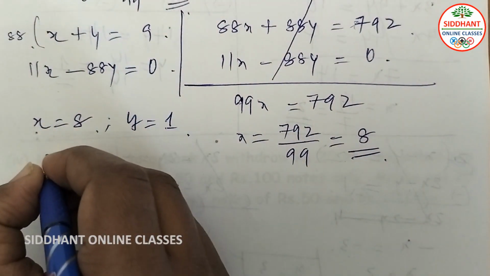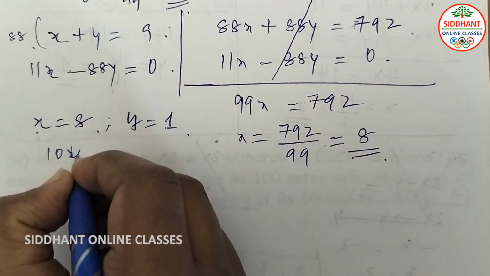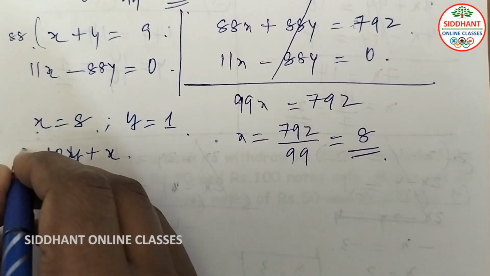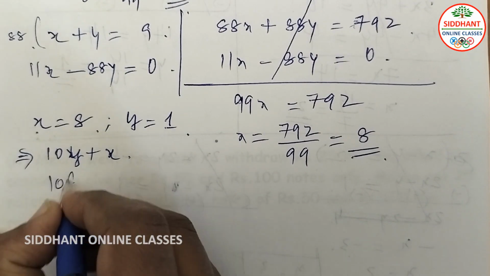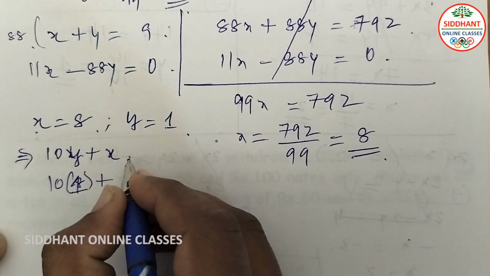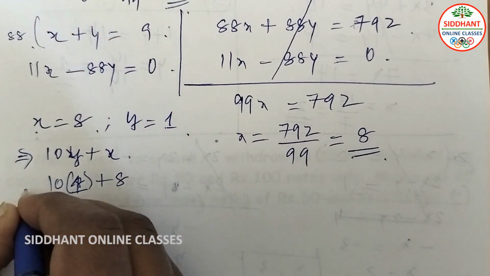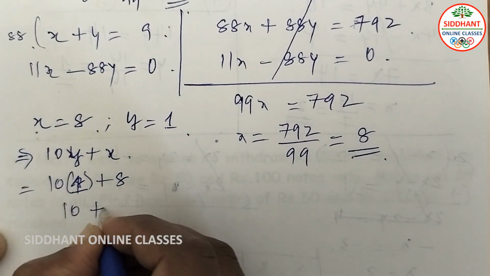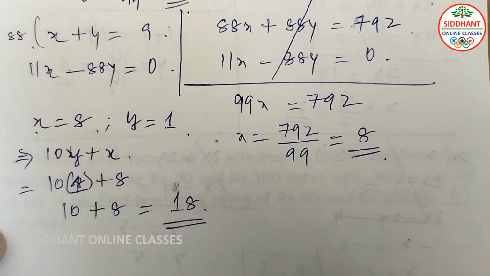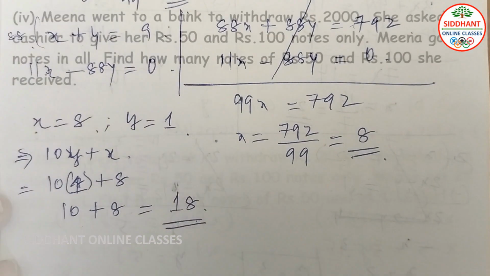So we know that the number is 10y plus x. So inputting the values, that means 10 into 1 plus 8 here. That means 10 plus 8, that equals 18 here. So this is the number.